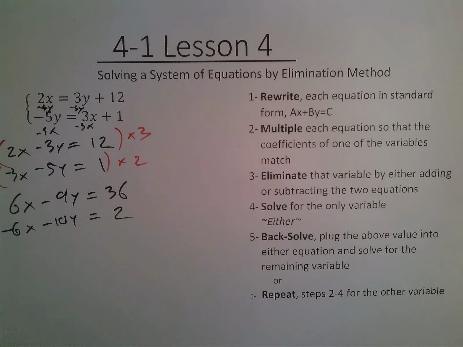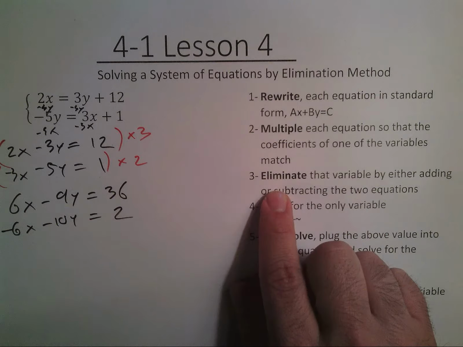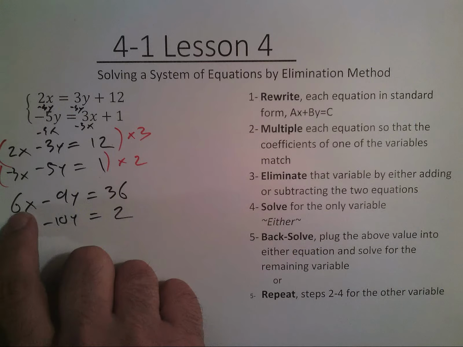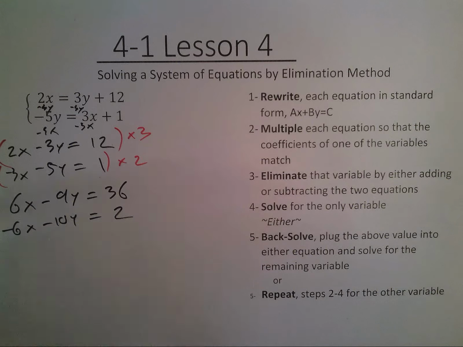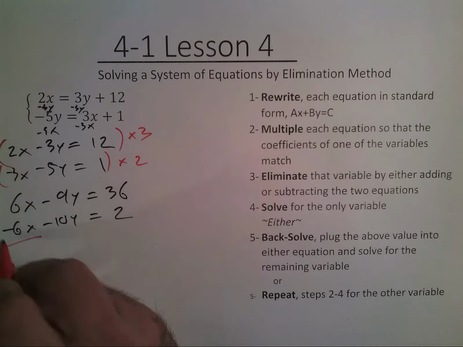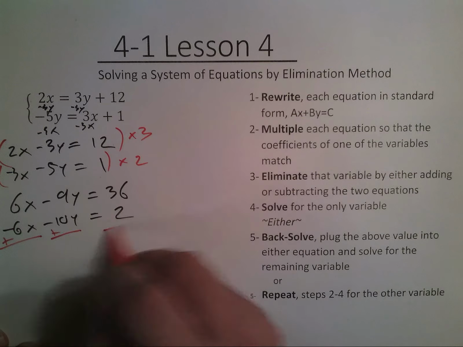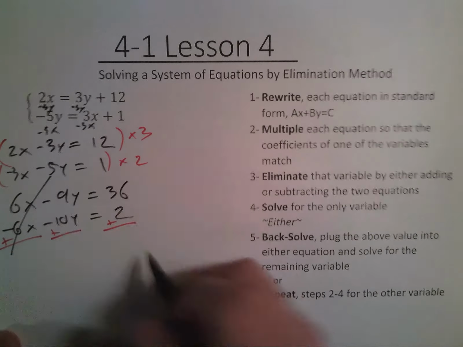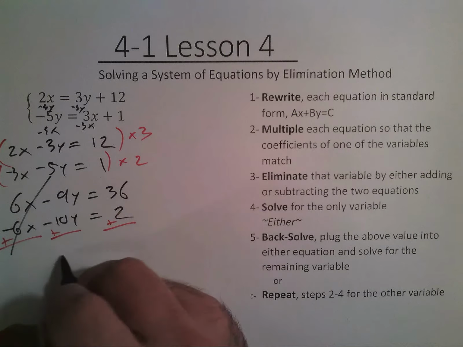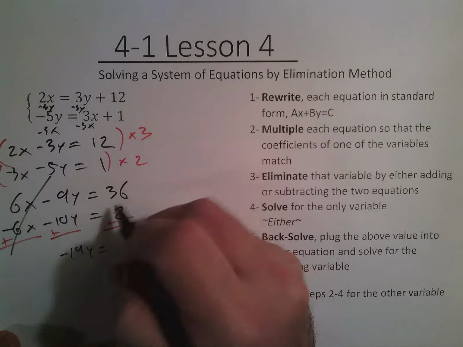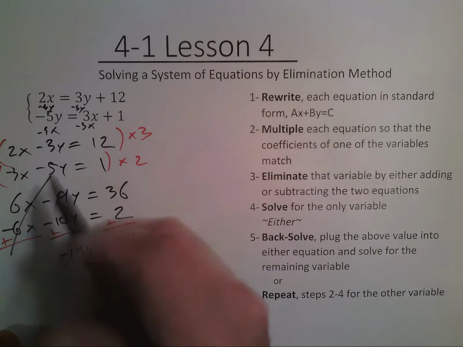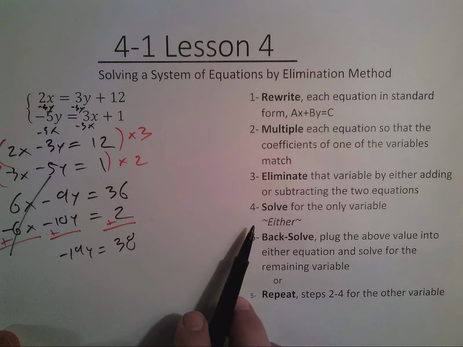Now, for this problem, we have 6x and negative 6x. We're on the elimination method step now. Do I want to add 6 and negative 6 to get 0, or subtract 6 and negative 6 to get 0? Yeah, I want to add them. So if I add my x's, I'm going to add my y's, I'm going to add my numbers. This is going to give me, well, the 6's cancel. Negative 9 plus negative 10 is negative 19y, and then 36 plus 2 is 38. And that's the elimination method. We eliminated the x's. Step 4, solve.